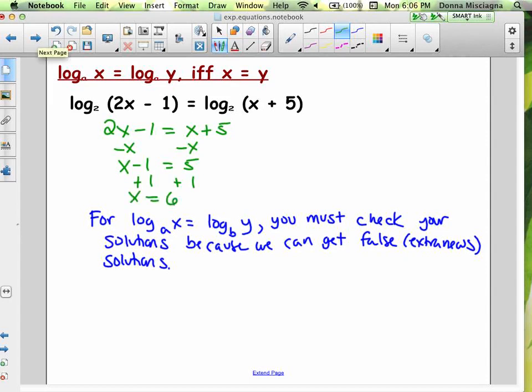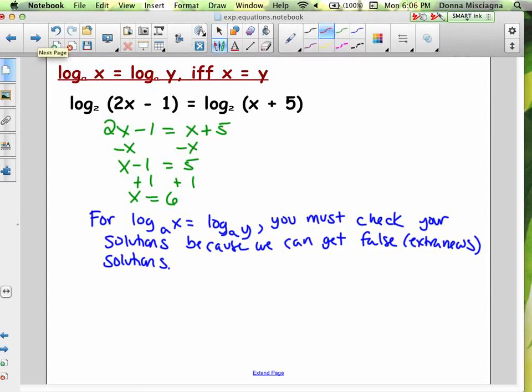So anytime we have log of some base of some value equals log, oops, I don't know why there's a b in there. It should be the same base. If that's in your notes, by the way, just fix it. We're only dealing with the same base. So for log base a of x equals log base a of y, you must check your solutions because we can get extraneous solutions, and we saw that on the last problem. Extraneous solutions just means you did everything right, but the answer you got does not satisfy the equation.